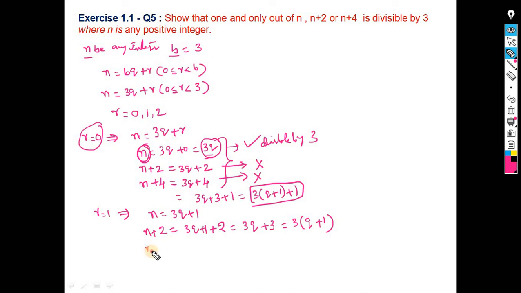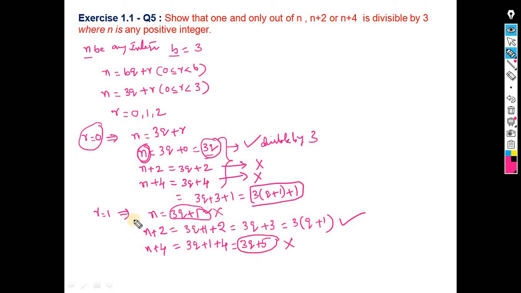And the next one, n plus 4. What is your n value? This one is your n value, 3q plus 1 plus 4, that is 3q plus 5. If you look at these values, n is not divisible by 3, n plus 2 is divisible by 3, and n plus 4 is also not divisible by 3.